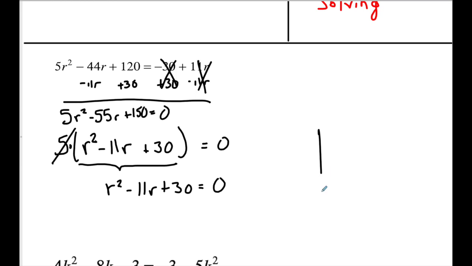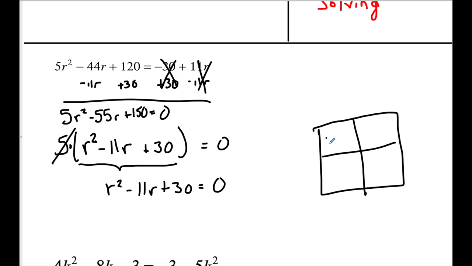And now I just need to factor this one right here. So I'll set up my box. But because a is 1, this problem becomes a lot more straightforward. So r here, r here. And now I know that I need a negative and a negative, because a negative times a negative is a positive, and a negative plus a negative is a negative. And those two numbers I'm looking for are negative 6 and negative 5.